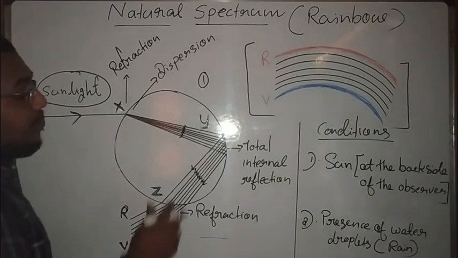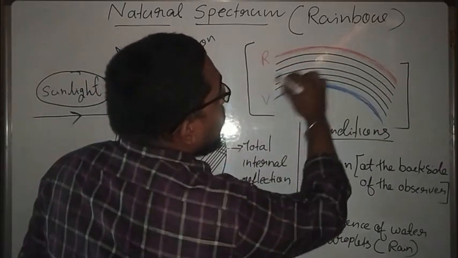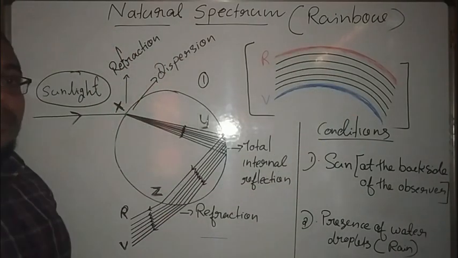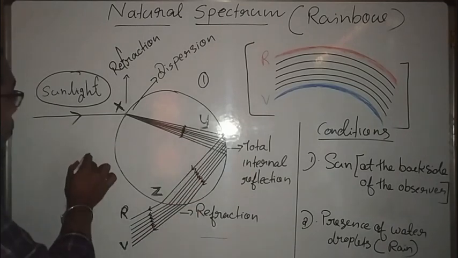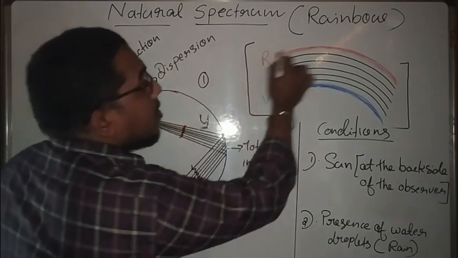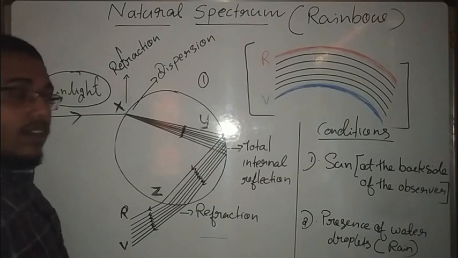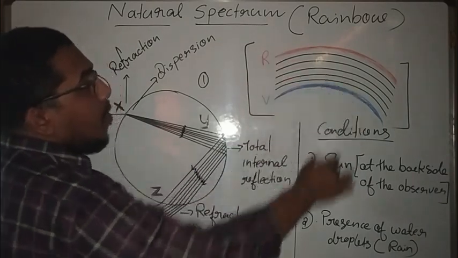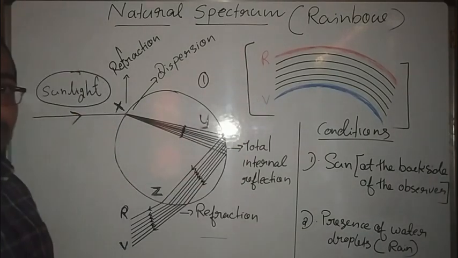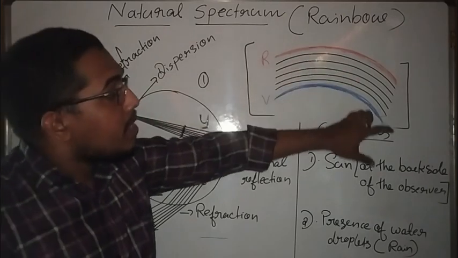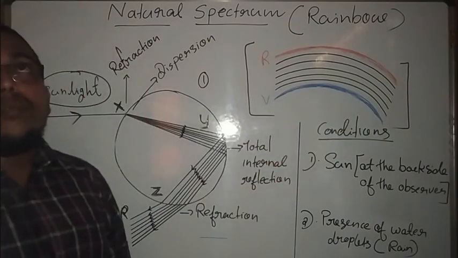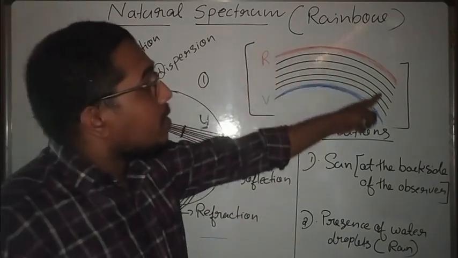We always draw the rainbow as an arc or semicircle. Why is it so? What is the actual shape of a rainbow? The actual shape of a rainbow is a complete circle. Then why do we draw rainbows like this? Because the major portion of the rainbow is cut off by the horizon, and we only see a small portion of the rainbow in the sky. That is why we always draw the rainbow like this.